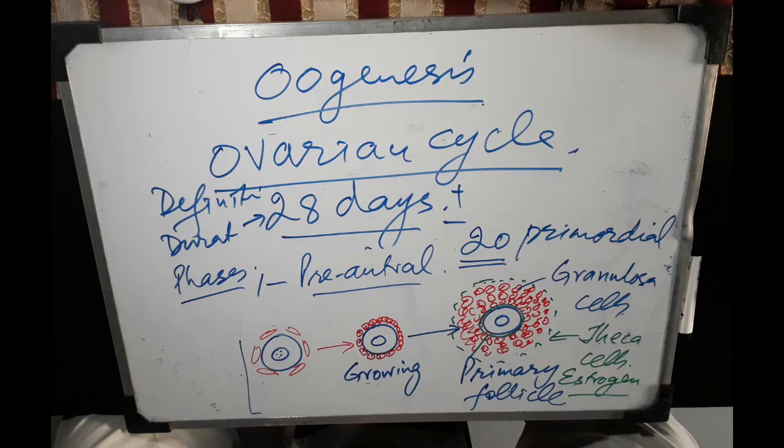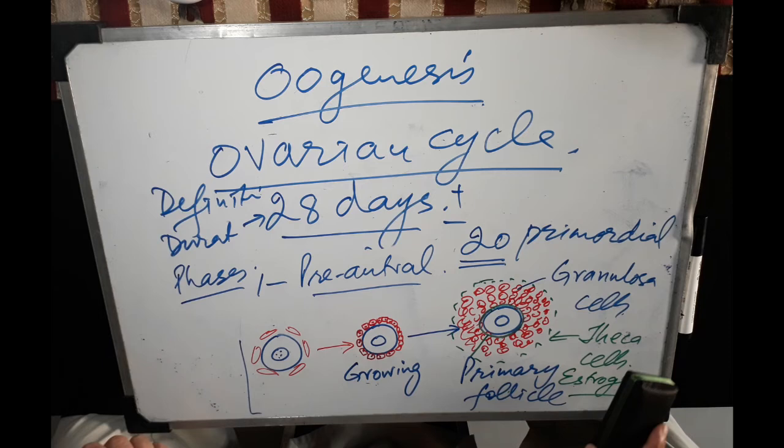so theca cells and the granulosa cells produce estrogen, which through circulation reaches the endometrium of the uterus, and they control the different phases of the menstrual cycle.